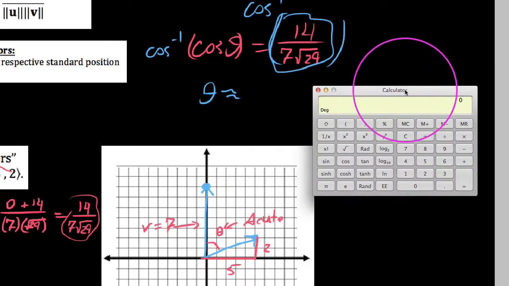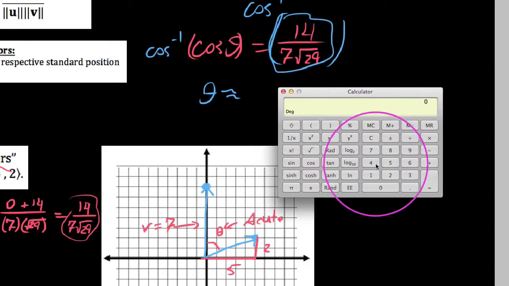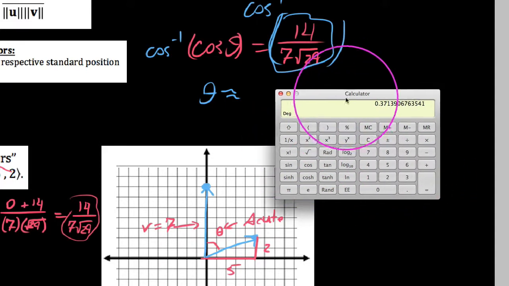So we say, all right, well, let's get this rocking here. We say 14 divided by 7 root 29. What I'm going to do is take the square root of 29, times 7, and that's my value in the denominator. I'm going to divide it by 14, but then I'll reciprocate it. I do this differently on a different calculator, but we say divide by 14, and then I'll just flip this fraction over.